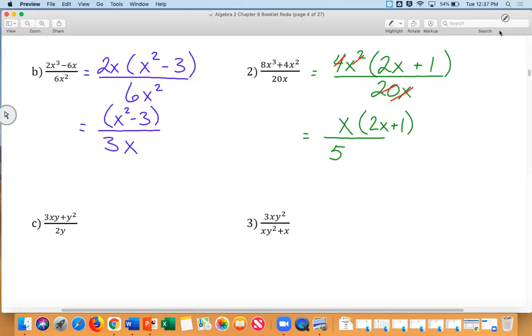No, you want to leave it like this, just 5 on the bottom. This is going to help you guys out. If you choose to multiply that back out, will I mark it wrong? No, but this might make your life easier when I'm asking you questions about the problem. All right, and C.